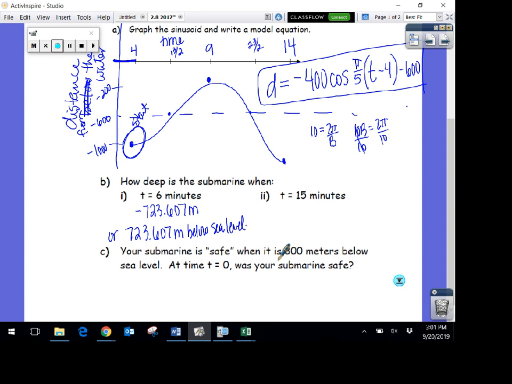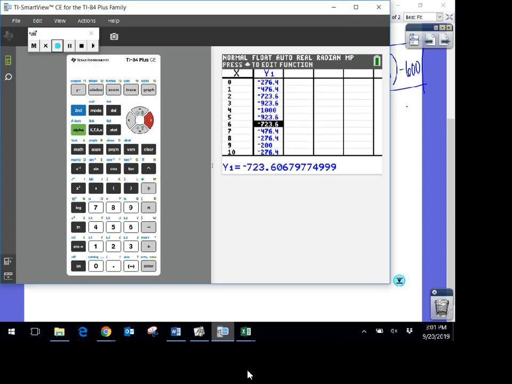If you answer with the negative, then we just have to say meters, or you can say 723.607 meters below sea level. And then we do the same thing for 15. We can scroll down to 15. Now some of your older calculators, if you're on the Y, it won't let you scroll on the Y. If it doesn't let you scroll on the Y, scroll back over to the X, and then just go down. And again, highlight that answer right there.